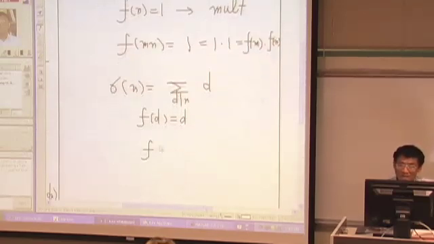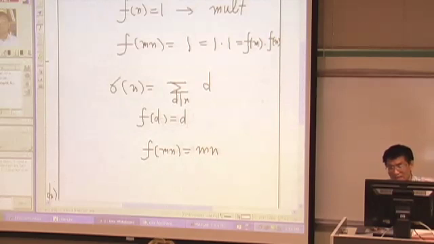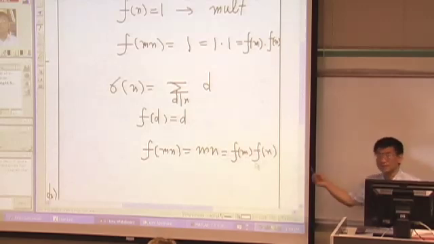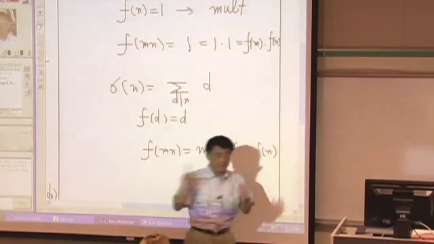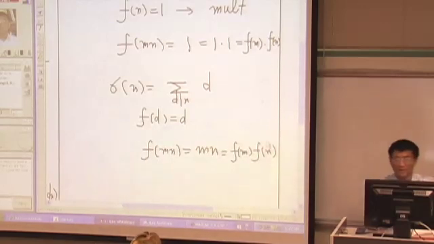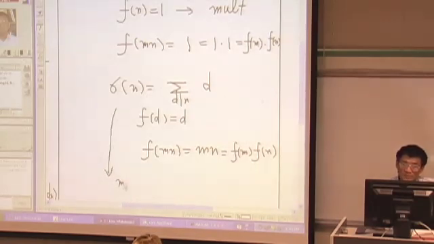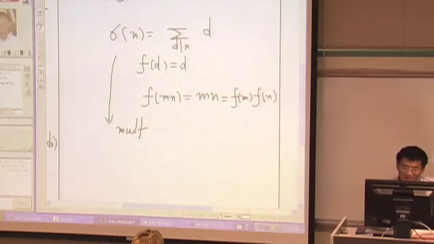What is f of mn? f of mn equals mn, right? Because d is replaced by mn. And then m is f of m, and n is f of n. And as you can see, the function is multiplicative, right? So, because these are multiplicative, this function is also multiplicative. We can do the same proof for any s power.